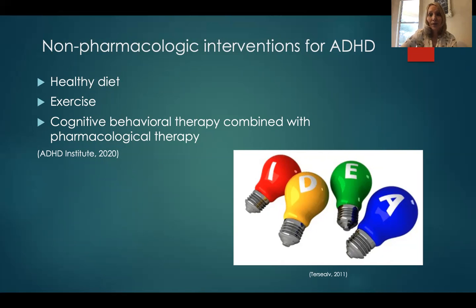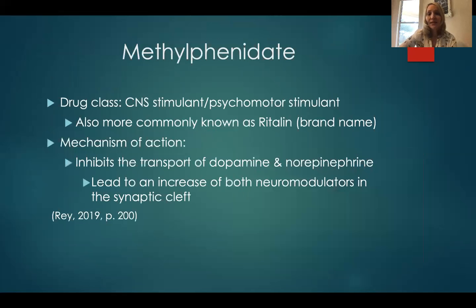So now we're going to talk about our drug of choice. It's methylphenidate. Its drug class is a CNS stimulant, also known as a psychomotor stimulant. It's more commonly known as Ritalin, that's its name brand. Its mechanism of action is that it inhibits the transport of dopamine and norepinephrine. This leads to an increase of both neuromodulators in the synaptic cleft.